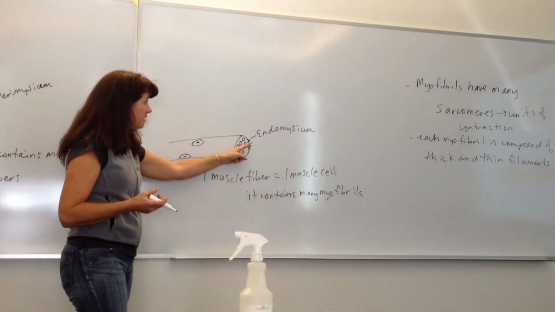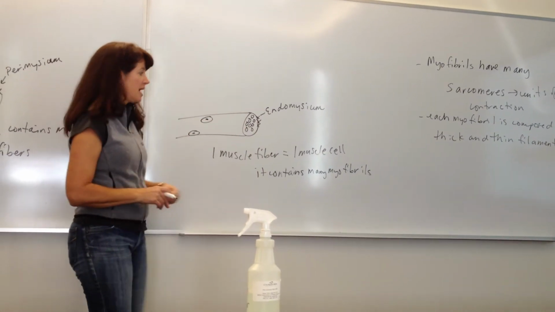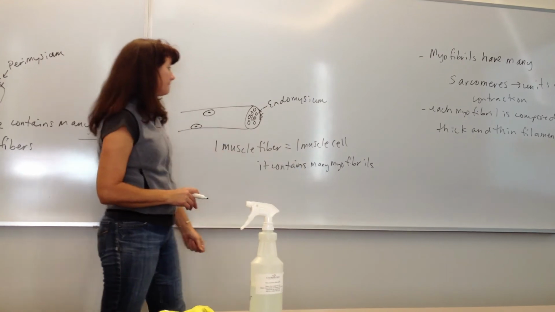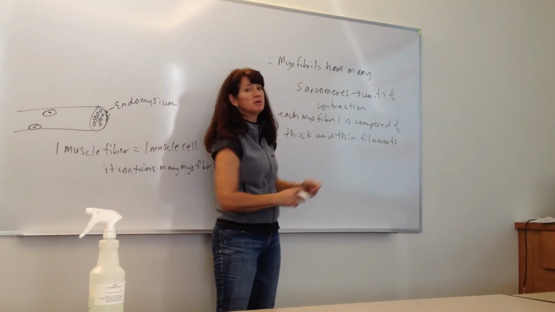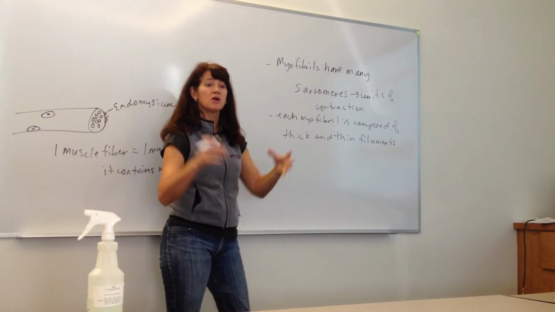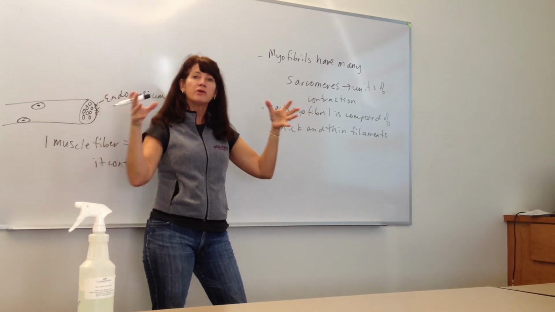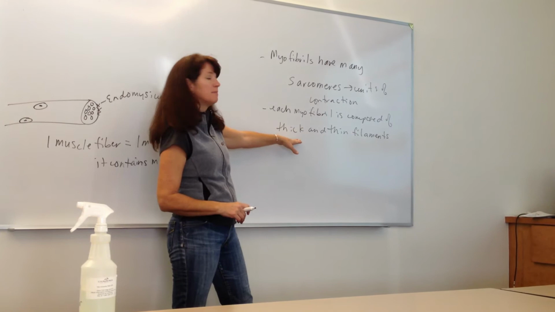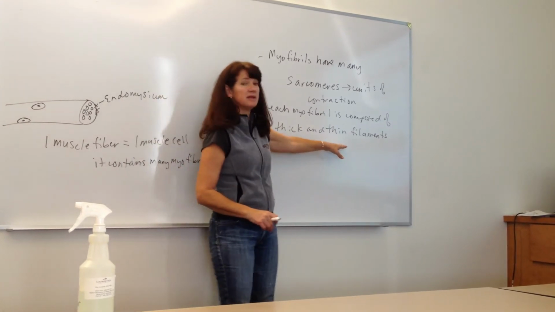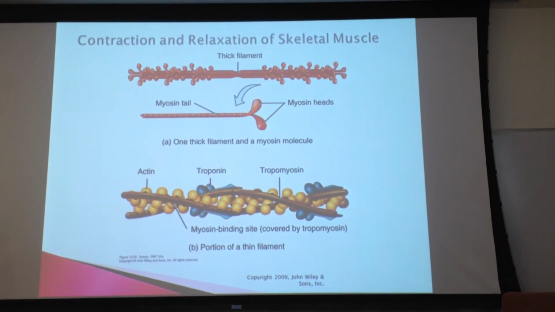And inside of one muscle fiber, you now have more tubes, and those are called myofibrils. And if we move over here, myofibrils have sarcomeres. Sarcomeres are the part that are going to allow the muscle to contract, all those fibers contracting together. So each myofibril then is composed of a thick and a thin filament. If you look on your PowerPoint, you'll see what the thick and thin filaments are composed of.